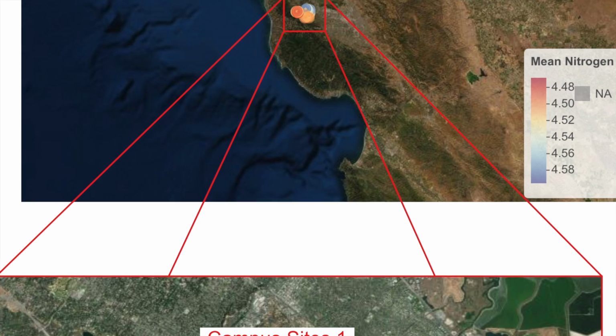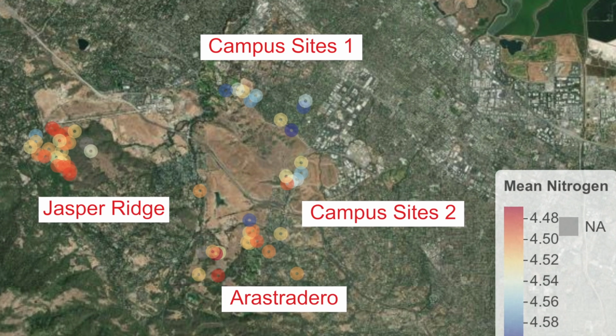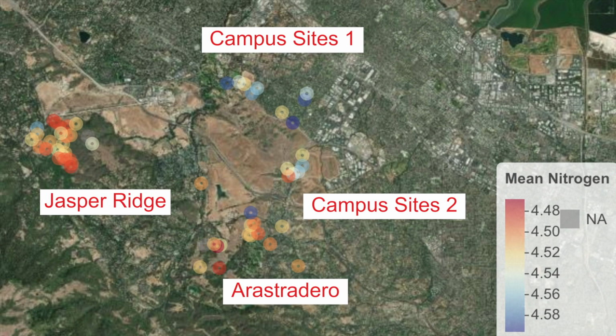We collected samples of lichen in 3 different study locations in the South Bay area near San Francisco. The 3 locations are Jasper Ridge Biological Preserve in the northwest, Arrastradero Nature Preserve in the south, and several smaller sites around the campus of Stanford University in the east. Every location consisted of a number of study sites that all followed the same protocol.